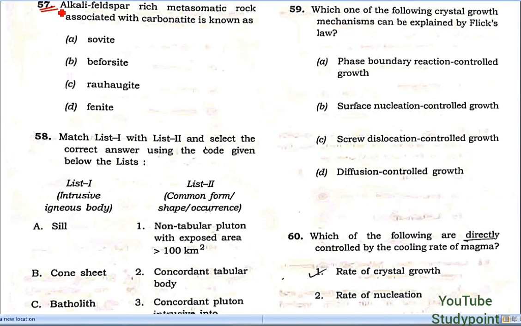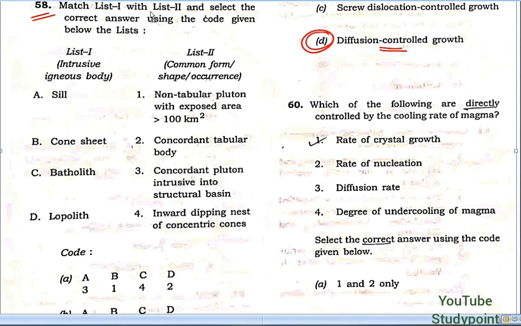Next question number 57. Alkali feldspar rich metasomatic rock associated with carbonatite is known as fenite. Right answer is option D. Next, which one of the following crystal growth mechanisms can be explained by Fick's law? Fick's law defines or explains the diffusion controlled growth. Right answer is option D.